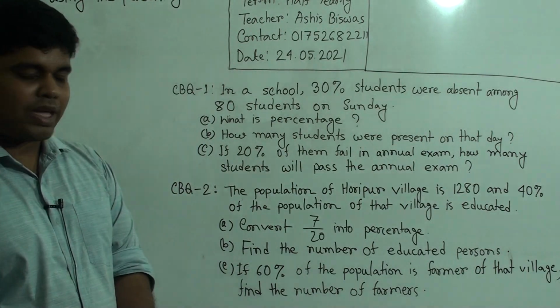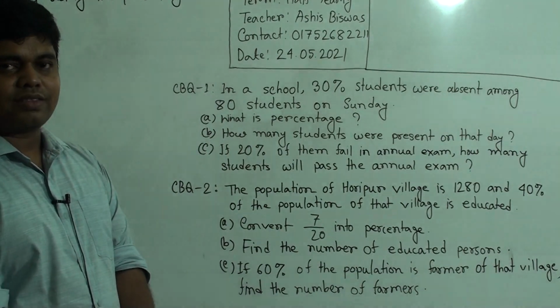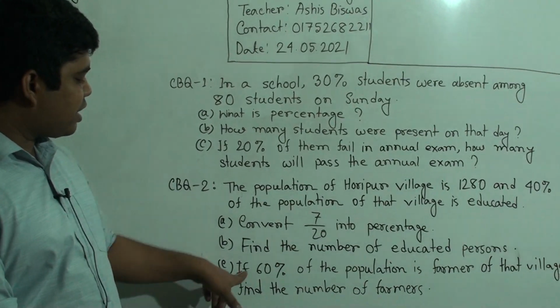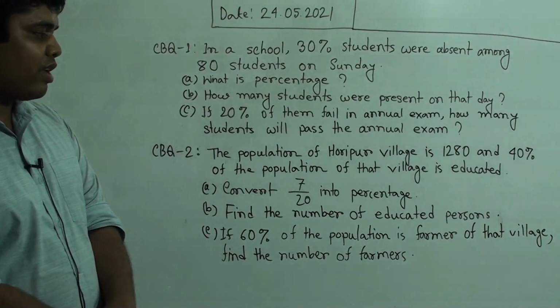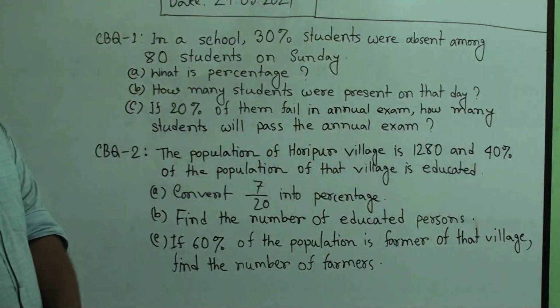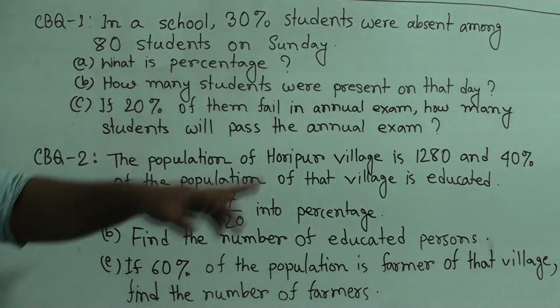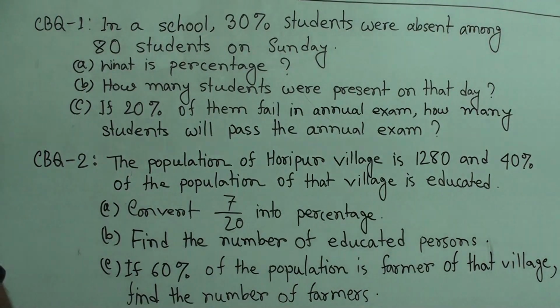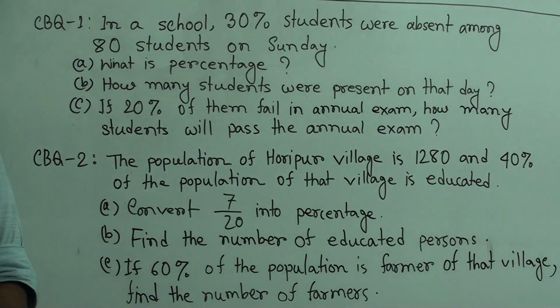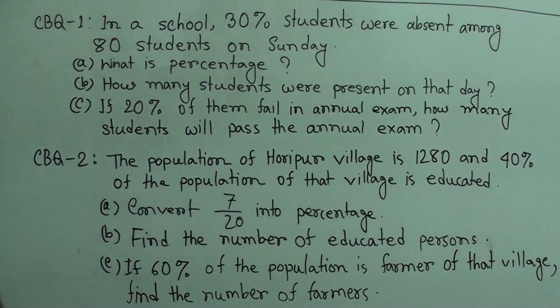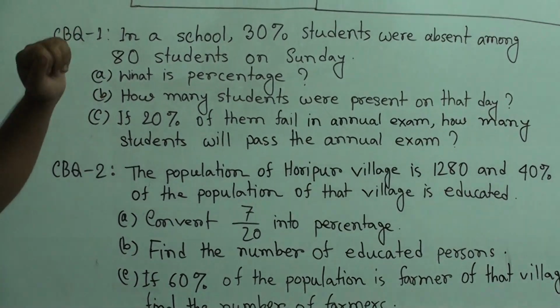Okay, it is so easy math. When we solve this math then it will be clear for you. C number question, if 60% of the population is farmers of that village, find the number of farmers. Dear students, by using 60% and the total population we find out the number of farmers of that village. I hope you have understood. So that was CBQ number 1 from chapter 9.